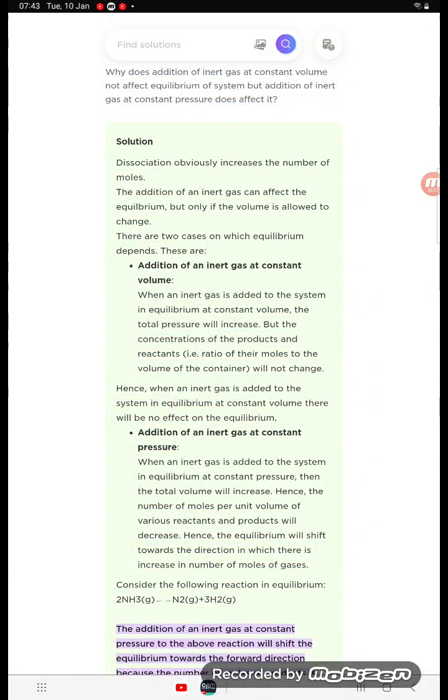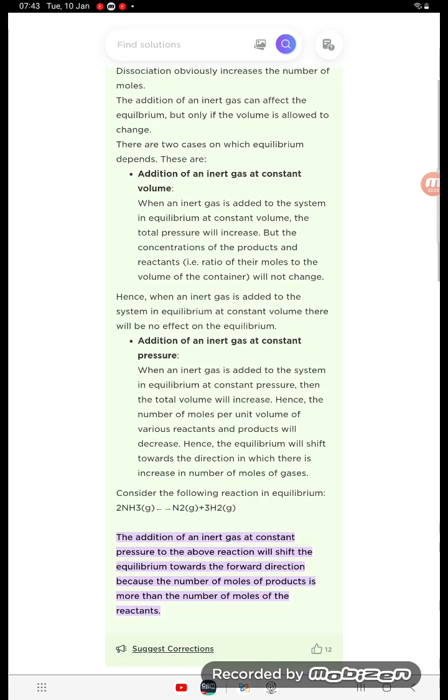I hope it will be clear to you. Here you can see the addition of inert gas at constant pressure to the above reaction will shift the equilibrium towards the forward direction because the number of moles of product is more than the number of moles of reactant. So this is the answer, student.